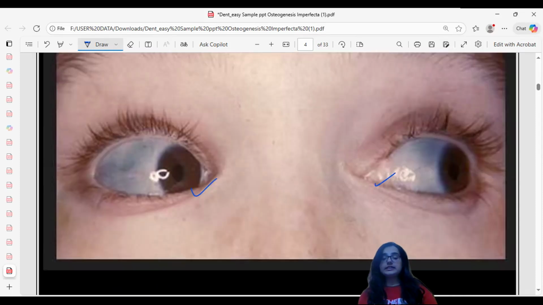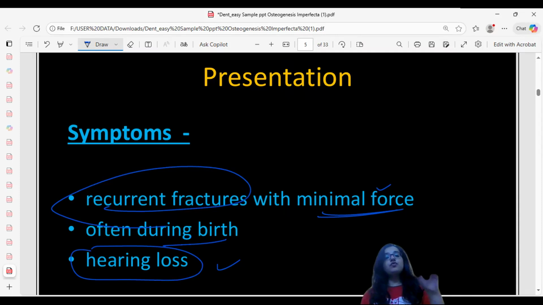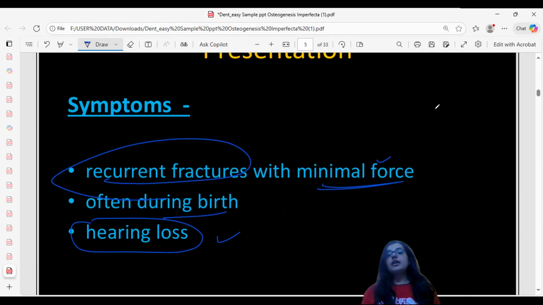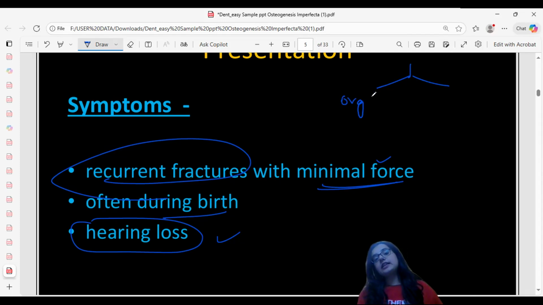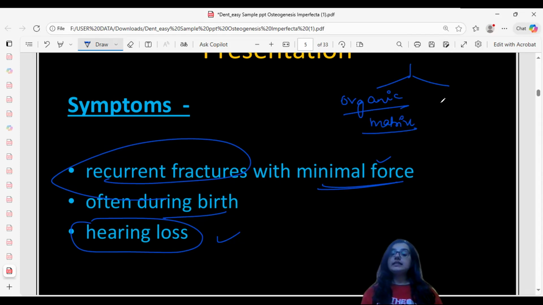Let's understand the disease. It is osteogenesis imperfecta, that is, bone formation is imperfect. What are the considerations now? First of all, there are two steps in the formation of bone. There is the laying down of the organic matrix, and then the second step is mineralization.